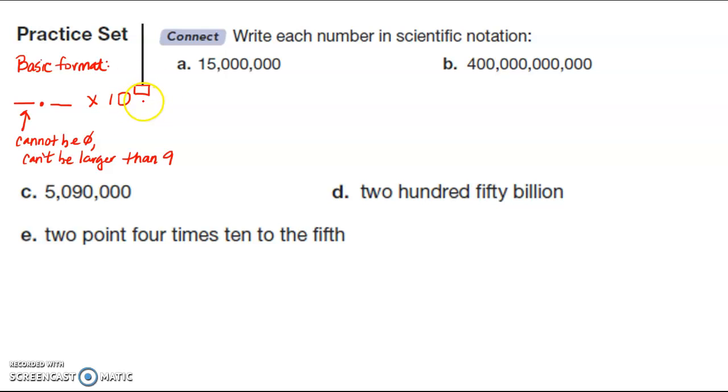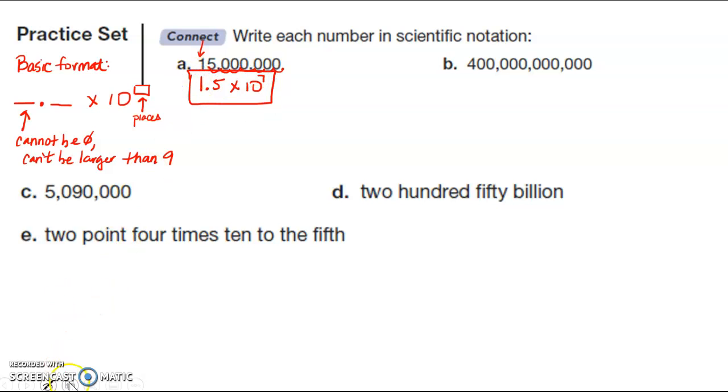But this tells you how many places you had to move the decimal. So for instance, on A, I'm going to put a decimal point behind the first number that's not a 0, behind the 1. So I have 1.5, which looks like the beginning of this format, times 10 to something. Well, to put the decimal point there, I had to move it from its invisible place here. 1, 2, 3, 4, 5, 6, 7 spots. Now keep in mind, I didn't count zeros, I counted places. So this is my answer.